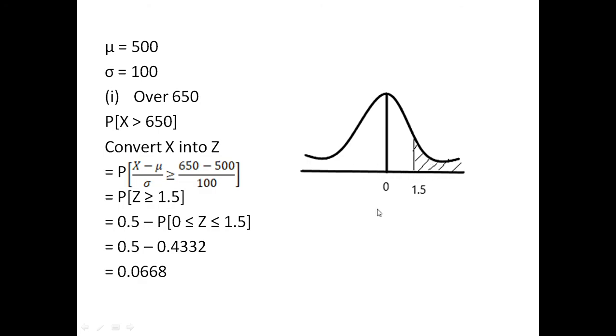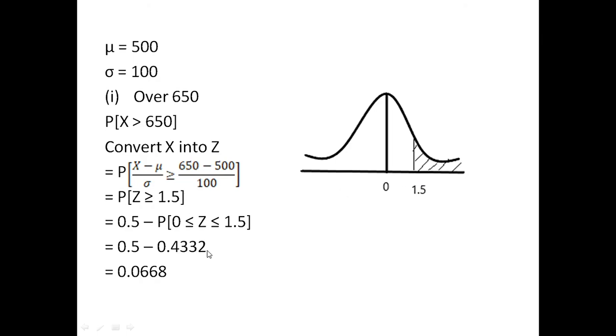So then how will we calculate? We know, and I have told you before, that the half area to the left and half area to the right of the mean is equal to 0.5. So here I have written 0.5. If I subtract this area, which is from 0 to 1.5, from the whole half area 0.5, then automatically I will get this area. So 0.5 minus the probability of 0 to 1.5.